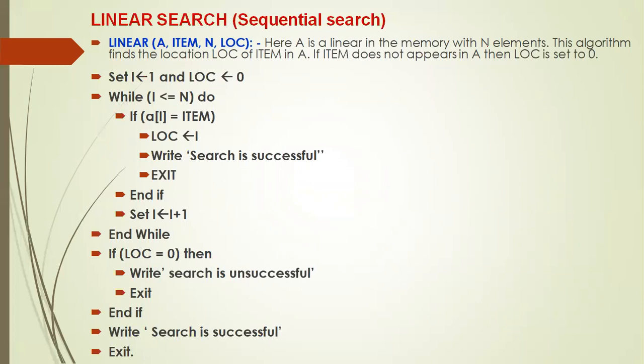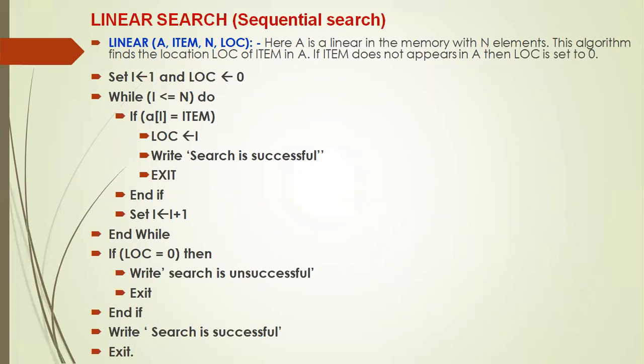Then what you do is check whether A1 is equal to item. If true, then I value is 1, so LOC becomes 1. Then we say the search is successful and exit. No need to continue further; directly we can go to exit. Otherwise, set I equal to I plus 1. I becomes now 2. Go back to the looping statement.